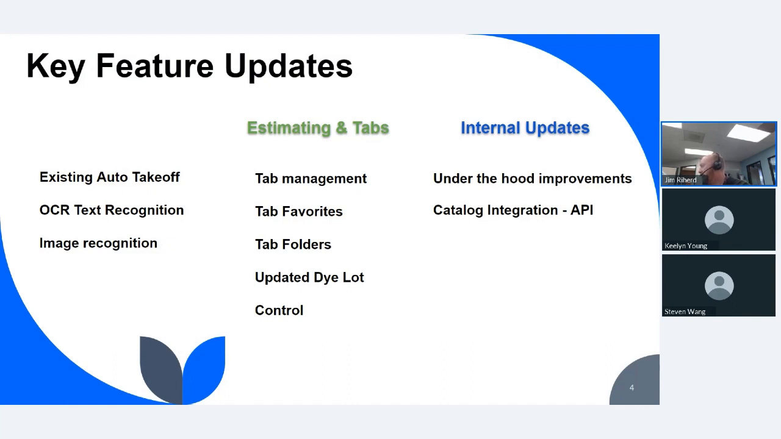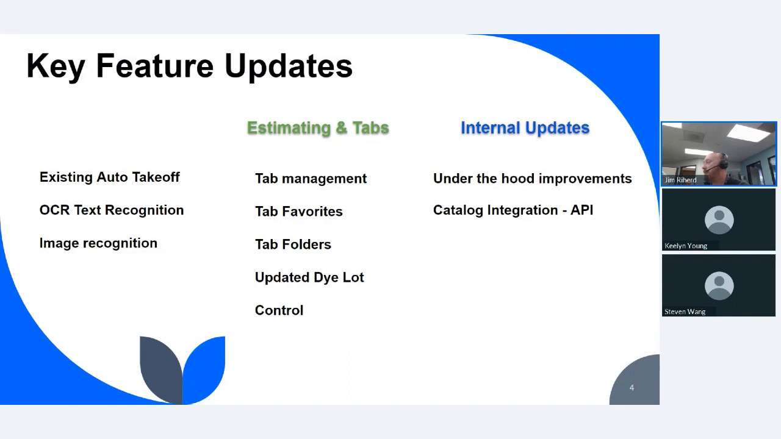There's an issue with my label at the top left column. For the newer functions, we're going to be covering a quick update on the existing auto takeoff, since we get a lot of questions about that. We're going to go over the OCR text recognition and image recognition.